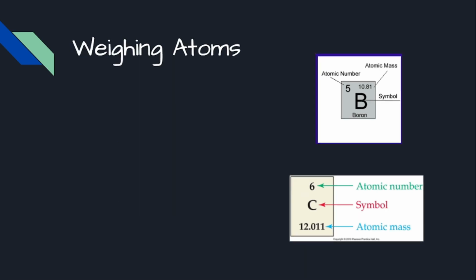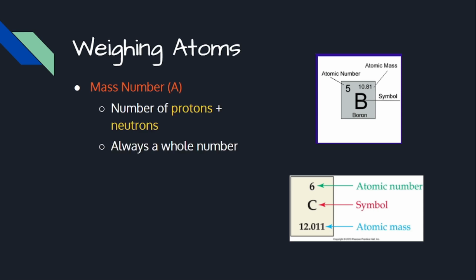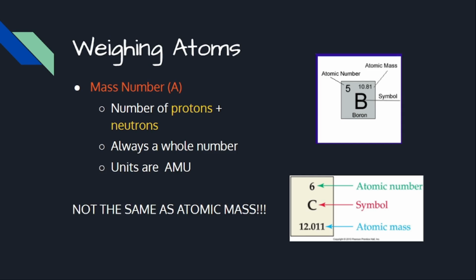When we're weighing atoms, it's very important that we don't use the number on the periodic table. Do not use that. When we weigh atoms, this is what we call the mass number. It's the number of protons and the number of neutrons. It's always a whole number. It is not the same as the atomic mass that you see on the periodic table. We are not going to use that number yet. We will use it later, but we're not going to use it now. So for the mass of our atoms, you take the number of protons, add it to the number of neutrons, and that's how you get the mass of your atom. Do not use the atomic mass on the periodic table.